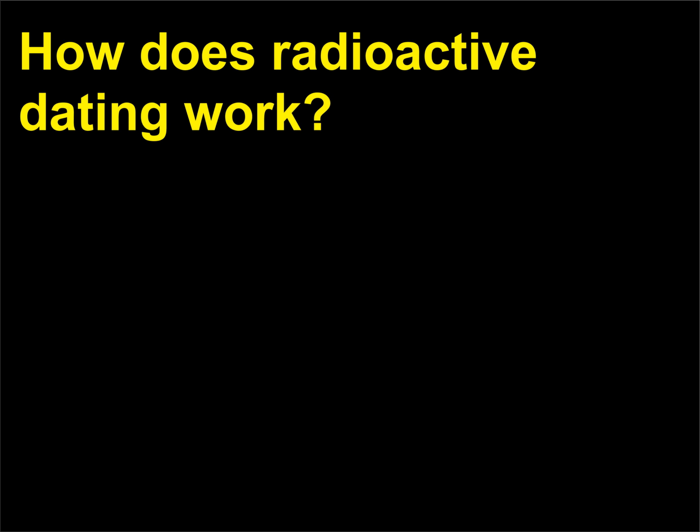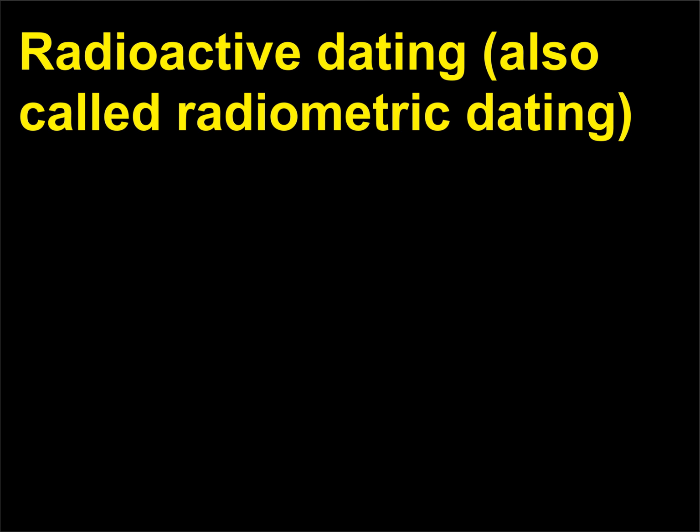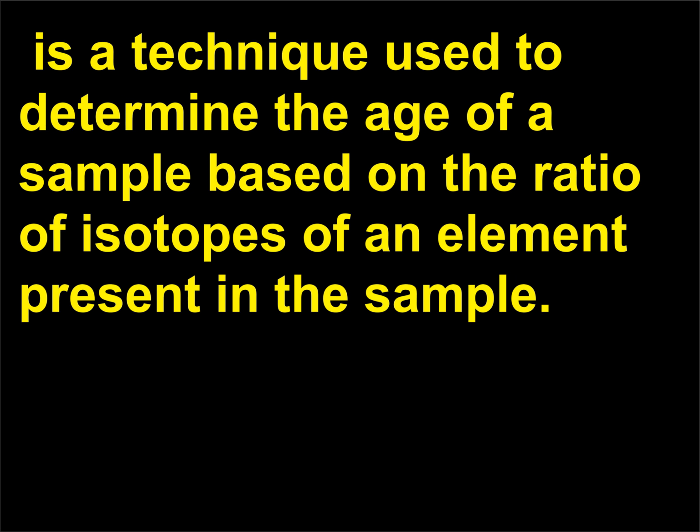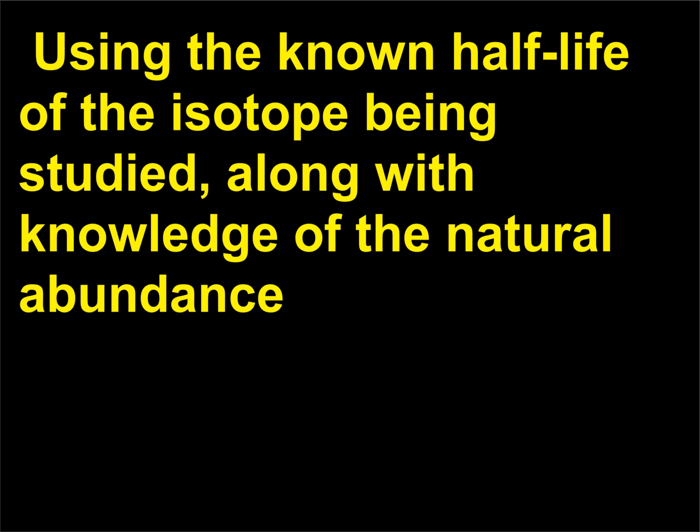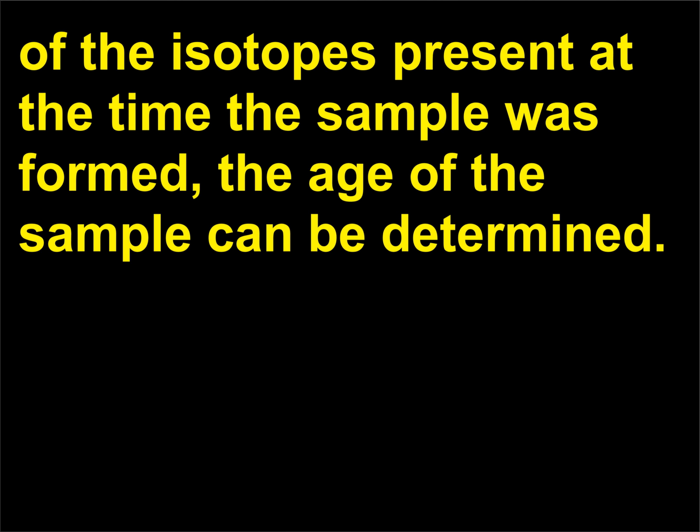How does radioactive dating work? Radioactive dating, also called radiometric dating, is a technique used to determine the age of a sample based on the ratio of isotopes of an element present in the sample. Using the known half-life of the isotope being studied, along with knowledge of the natural abundance of the isotopes present at the time the sample was formed, the age of the sample can be determined.